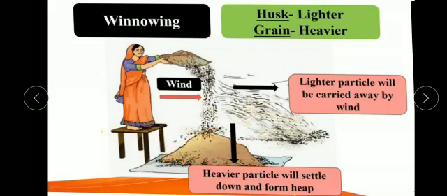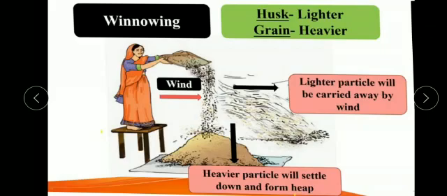The lighter particle, जो husk है, will move in this direction. It will be carried away by wind and form a heap at some distance. Whereas the heavier particle, grains, being heavier, will settle down here and form a heap like this. You can see here in the picture. So this is how by the process of winnowing, by the action of wind, heavier and lighter components are separated. Lighter means husk and heavier grain.